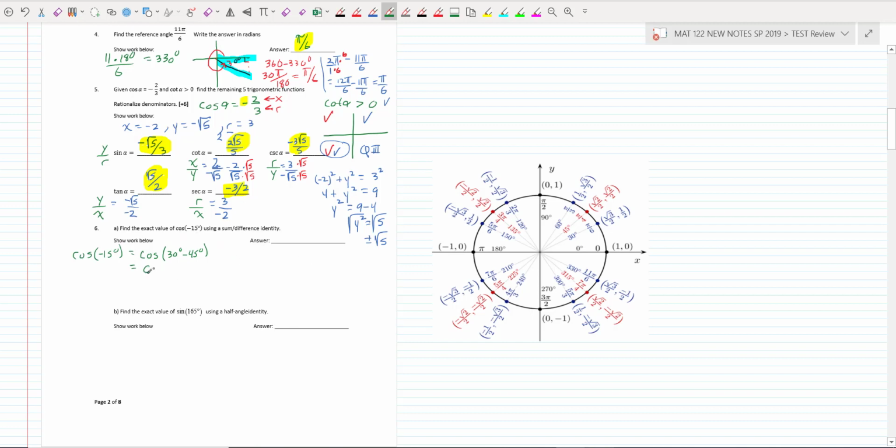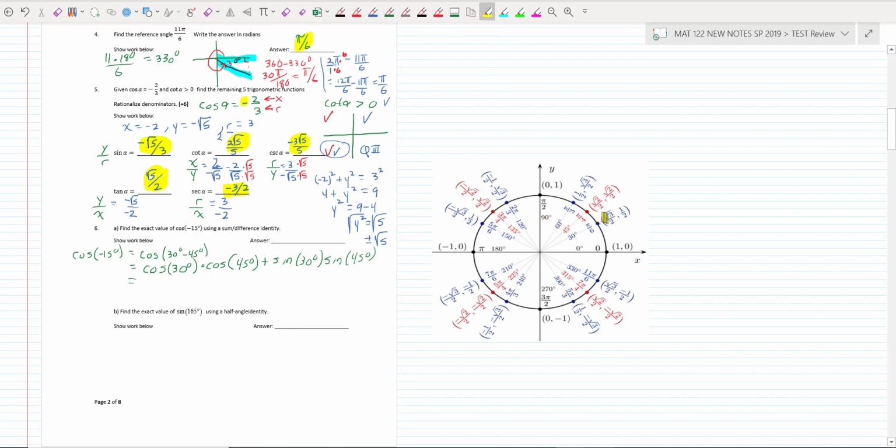So what we're doing is the cosine of 30 degrees multiplied by the cosine of 45 degrees, not negative, just 45 degrees, different sign. So now you add the sine of 30 degrees multiplied by the sine of 45 degrees, like that. The rest of this, of course, you would just look up on the unit circle.